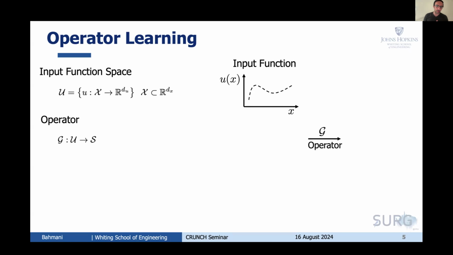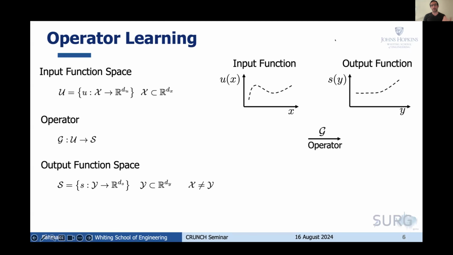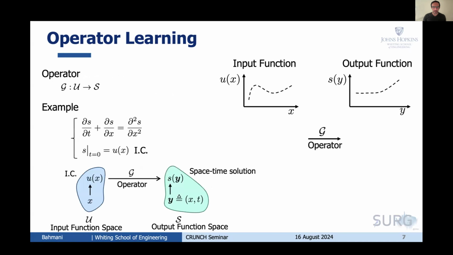So operator learning, in this context, we have some functions u(x), which is defined in a well-defined input functional space. And there is some operator that acts on the functions and maps it to another function, for example here, s(y), which is also defined in a well-defined output functional space. And importantly, the domains of these two functional spaces, X for one and Y for the other, are not necessarily similar.